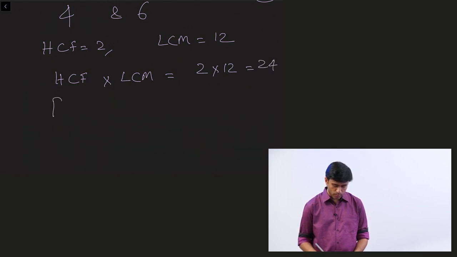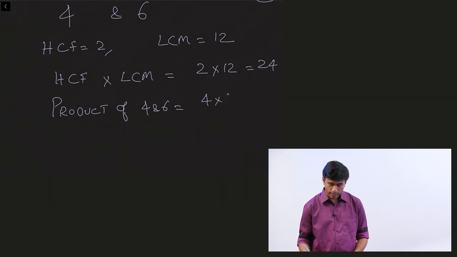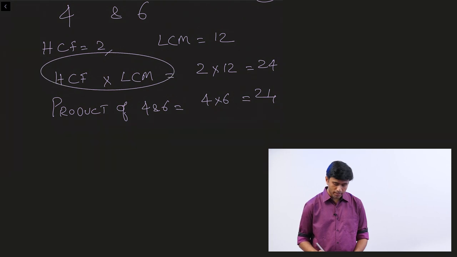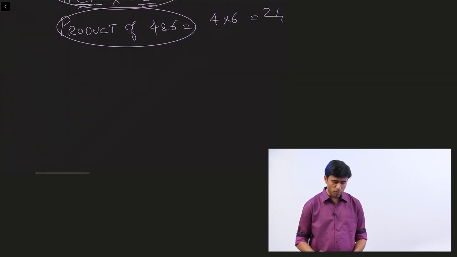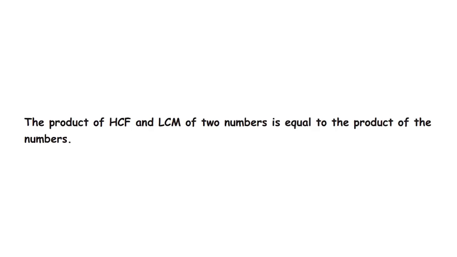How about the product of the numbers given, 4 and 6? 4 into 6, 24. Therefore we see the product of HCF and LCM is the same as the product of the given numbers. That is an interesting property of HCF and LCM. The product of HCF and LCM of two numbers is equal to the product of the numbers. You can take any numbers, you will find those numbers satisfying this property.